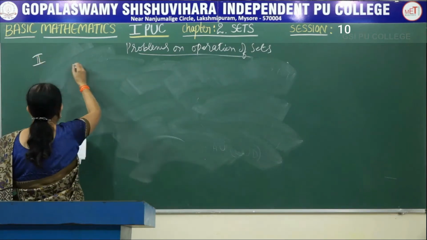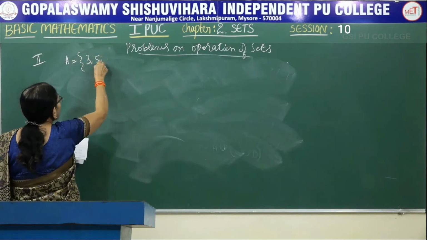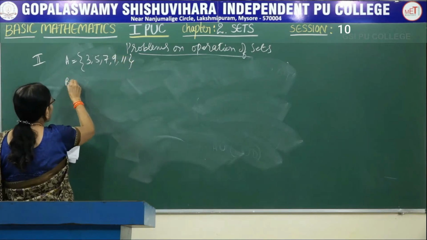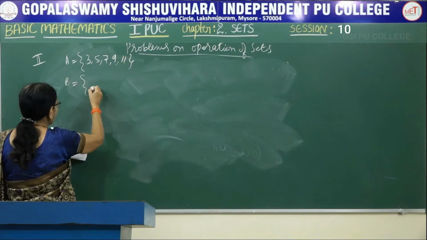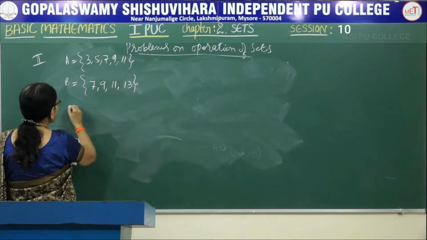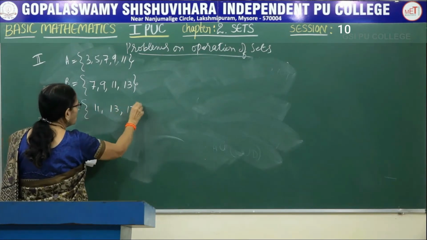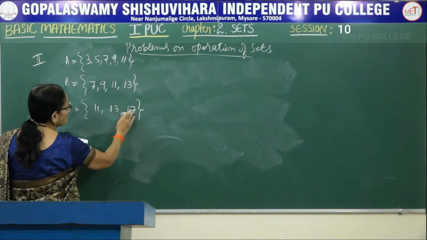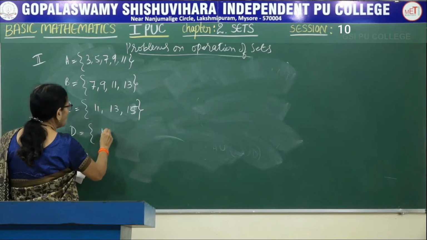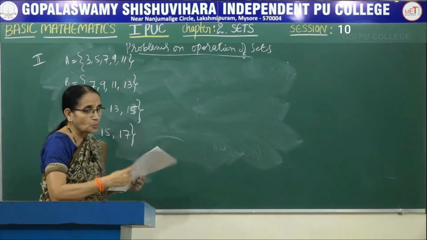The second set of problem. A contains 3, 5, 7, 9, 11. The set B contains 7, 9, 11, 13. Set C contains 11, 13, 15, and we take 15 so that there will be some common elements. D contains 15 and 17. We could have taken 17 also, no problem.